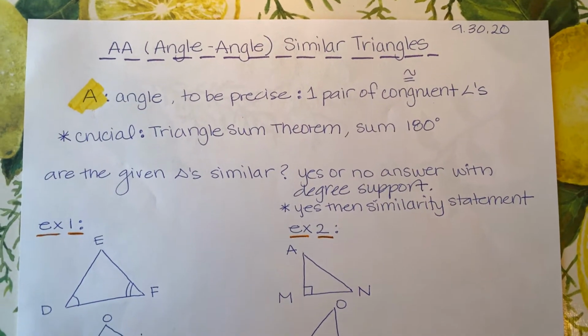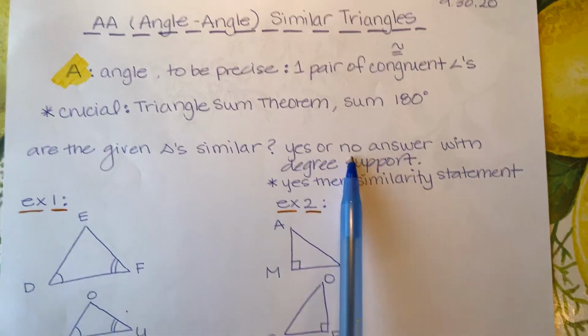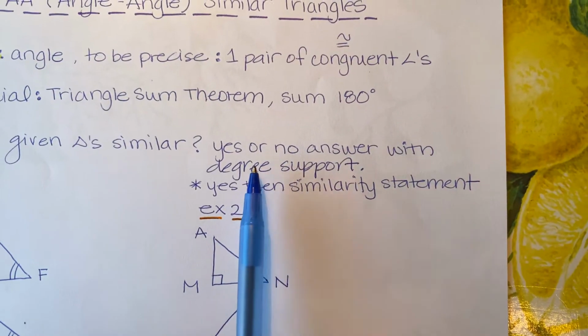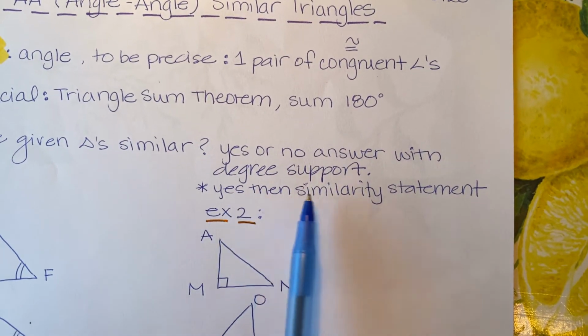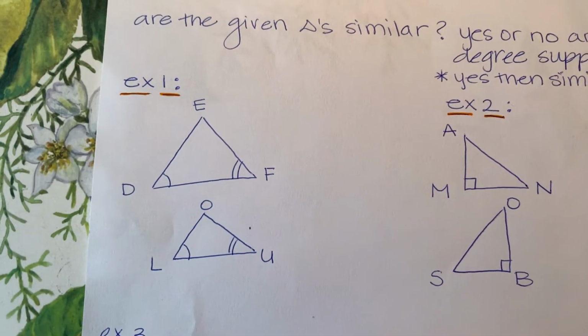Here we go. Are the given triangles similar? Yes or no, but remember, you never just give me that. You have to support it with degree support, arc support, number support, and then if it's a yes, you need to write the similarity statement. All right, let's go into example one.